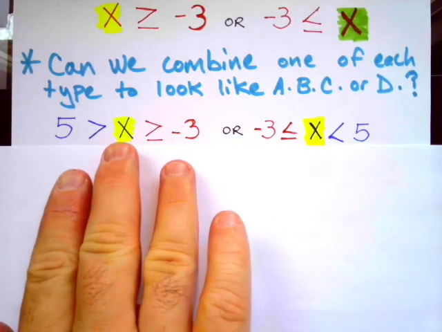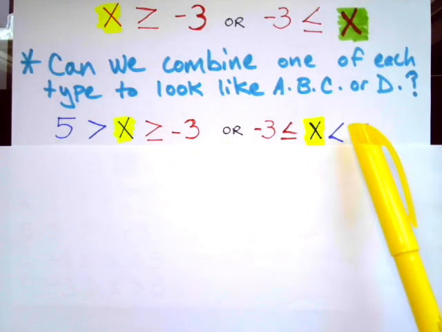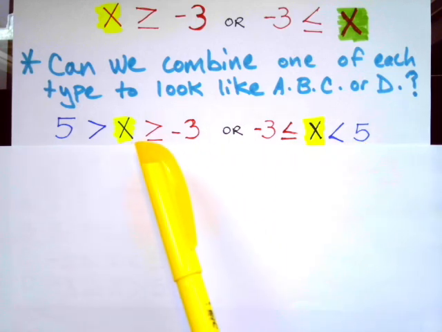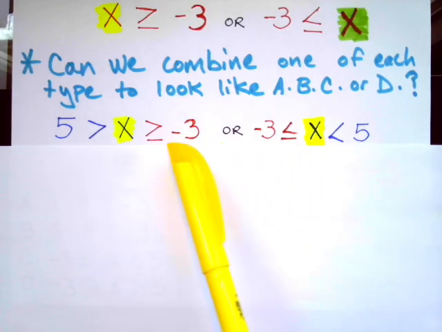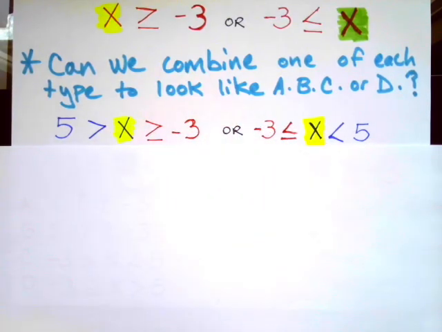If I took this and flipped it over, you can see how the 5 would then be on the right side. The inequality would then be pointing in the left direction. The x stays the same. The inequality points in the left direction, and then the negative 3 is here. So again, we're taking it and flipping it over, but both of these mean the same thing: 5 is greater than x, x is greater than or equal to negative 3. Or negative 3 is less than or equal to x, x is less than 5.